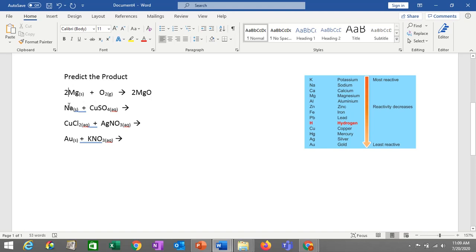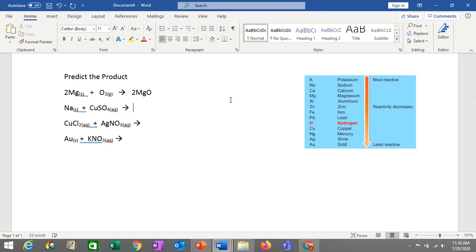So sodium is going to try to displace copper. Is that possible? Well, that's why we need this list. So where's sodium? Sodium's near the top. Is it higher than copper? Yes, copper is down there. So can sodium displace copper and get this reaction to take place? Since it's higher, yes it can.